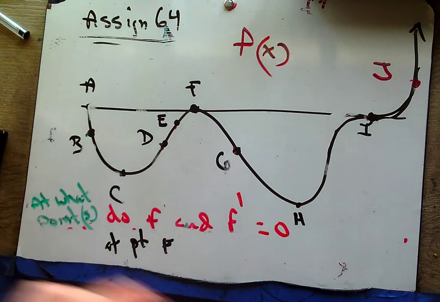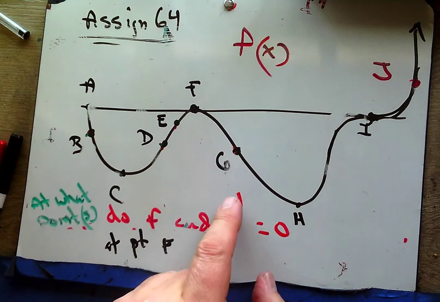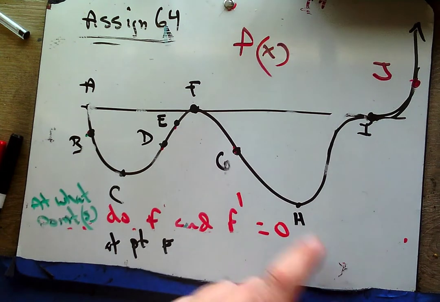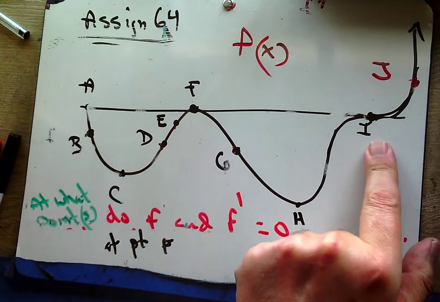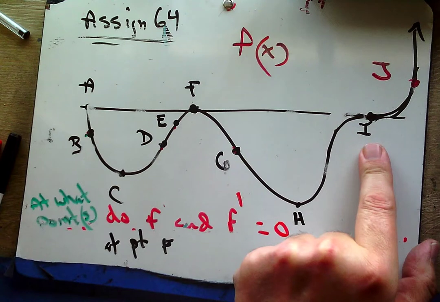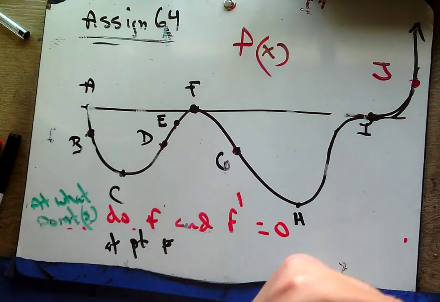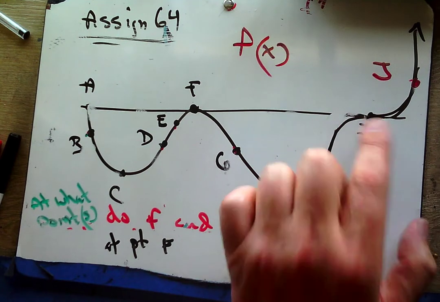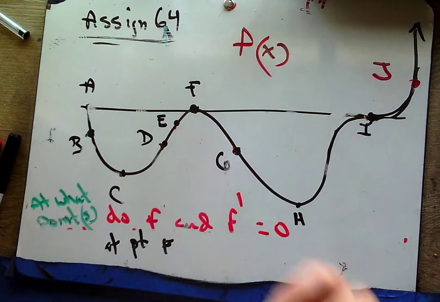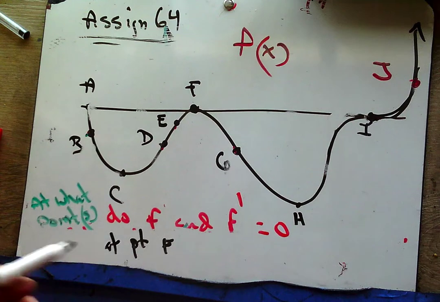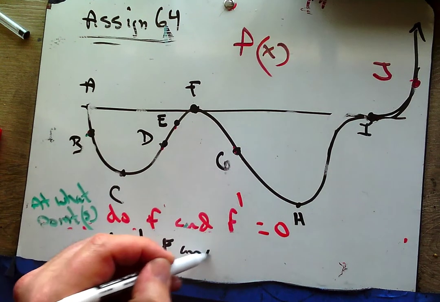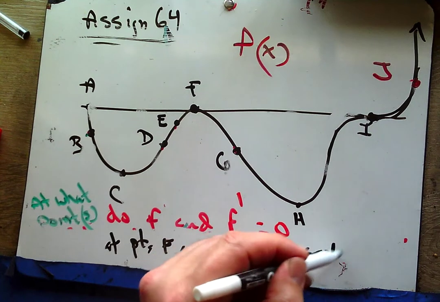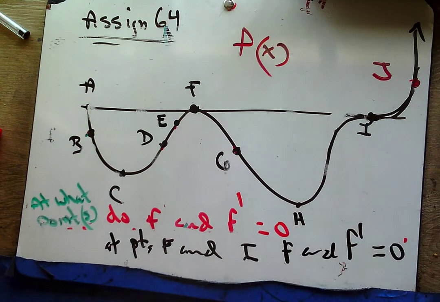Okay, do we have any others? How about here? Slope is 0, but f isn't 0. 0 is way here. So that doesn't work. Oh, I. y equals x to the third and x equals 0. Sorry, that's a horizontal tangent. So I believe that that is f prime equal to 0, as well as f equal to 0, at points F and I. f and f prime equal 0.